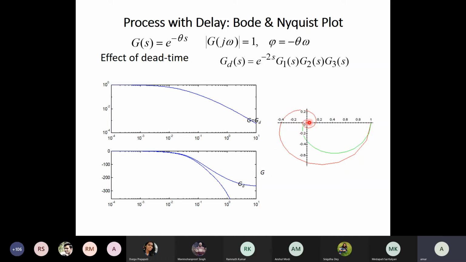goes on encircling the origin. Because as omega increases, the phase difference will continue to fall, and so it will go on encircling this. It goes to minus 360, and then again from 0 to minus 360. So it will go on encircling this origin.